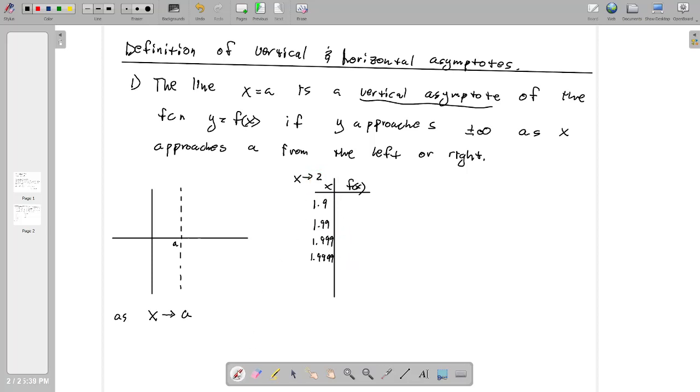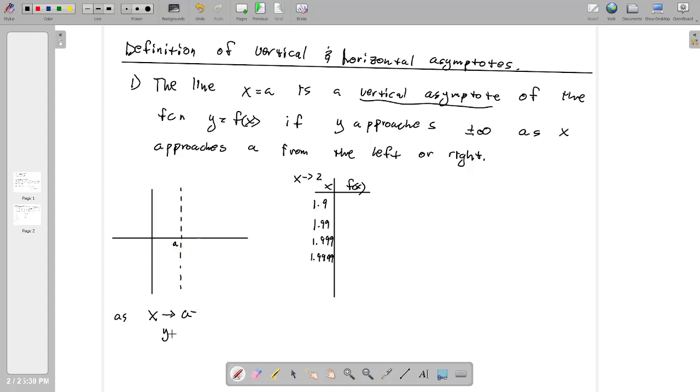Right? Now, in practice, graphically, what this looks like is if x is approaching a from the left, we write this little notation, this negative sign, indicating that we're on the left side of a, but we're moving towards a. This arrow saying we're approaching a. This negative sign is indicating that we're on the left side. So we're approaching a from the left.